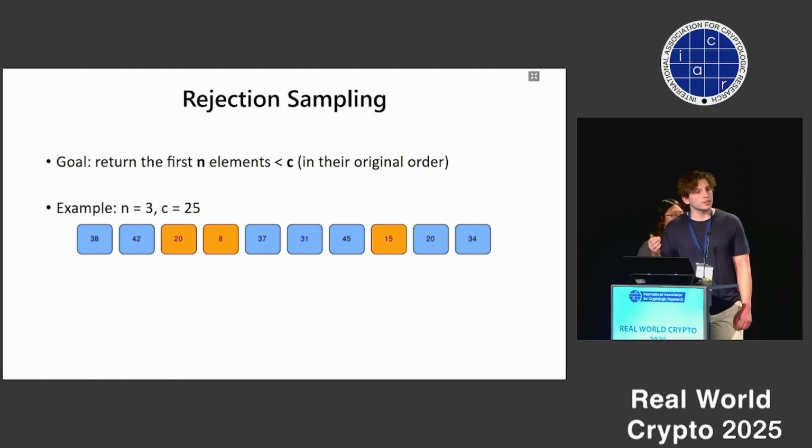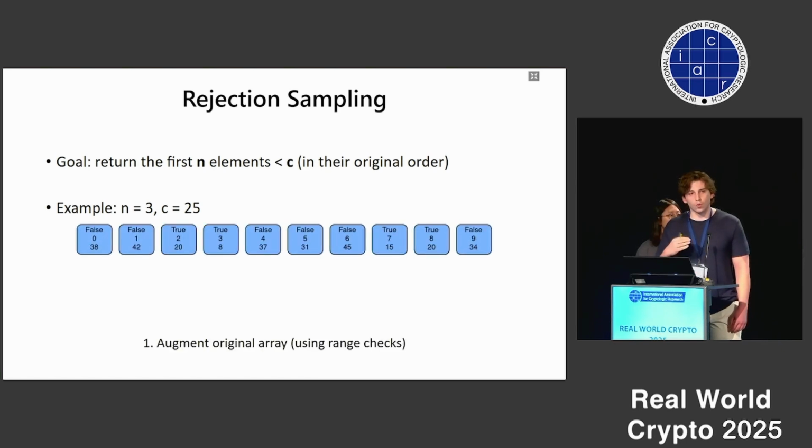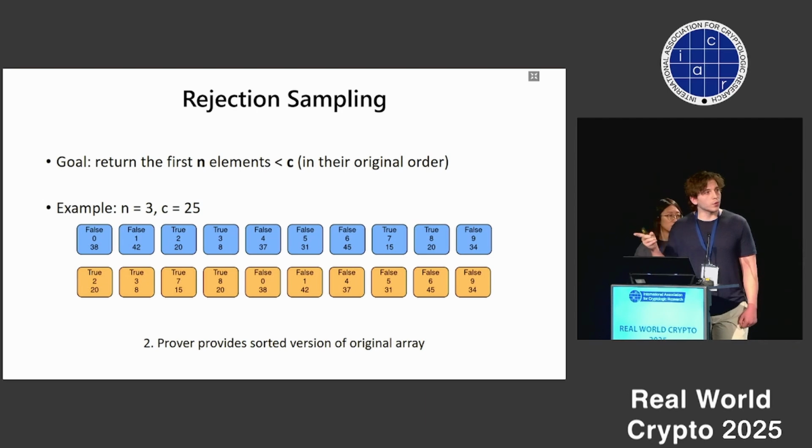If you were going to implement this in bare metal, this would involve a lot of dynamic accesses to memory, which would be very inefficient to encode naively in a SNARK. So our main technique is to augment the values in the original array with a Boolean that indicates whether it's above or below the cutoff, and this can be computed with efficient range checks, and also its original index in this array. And then we have the prover provide a sorted version of this array where the values are sorted first by the Boolean and ties broken by the index.